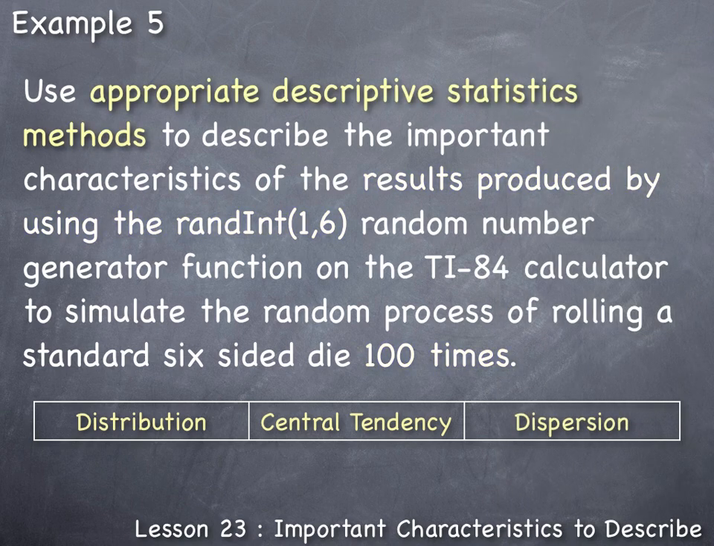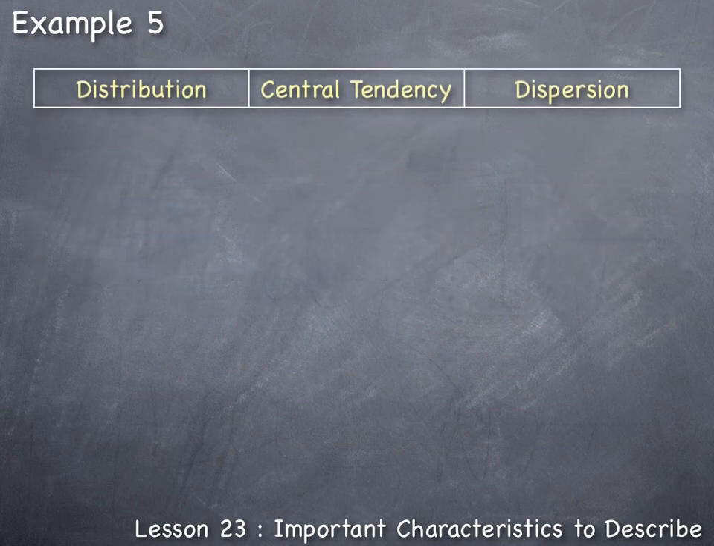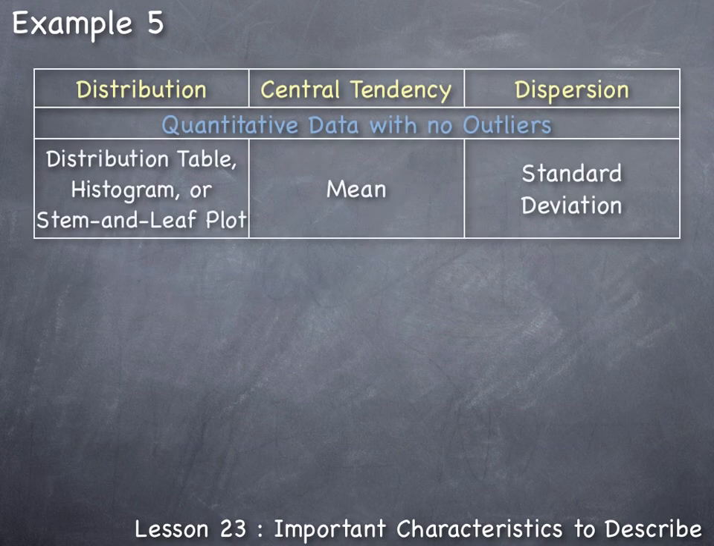So, the appropriate descriptive statistics methods to use when we have quantitative data, which contains no outliers, is to display the distribution of the data. We construct either a distribution table, histogram, or stem and leaf plot. And to describe the central tendency of quantitative data, which contains no outliers, we'd calculate the mean. And to describe the dispersion of quantitative data, which contains no outliers, we'd calculate the standard deviation.